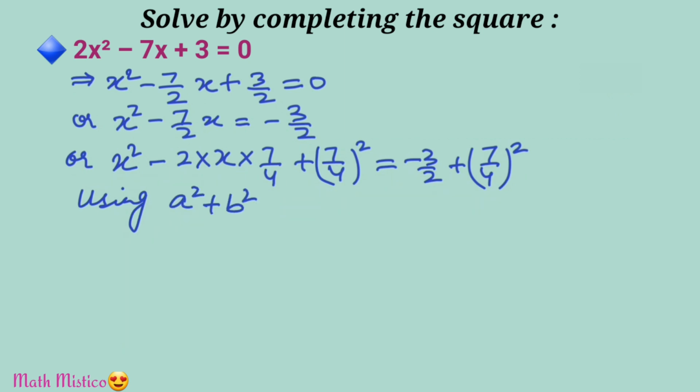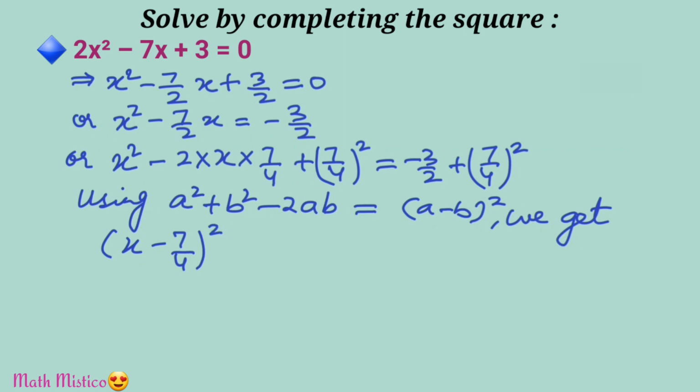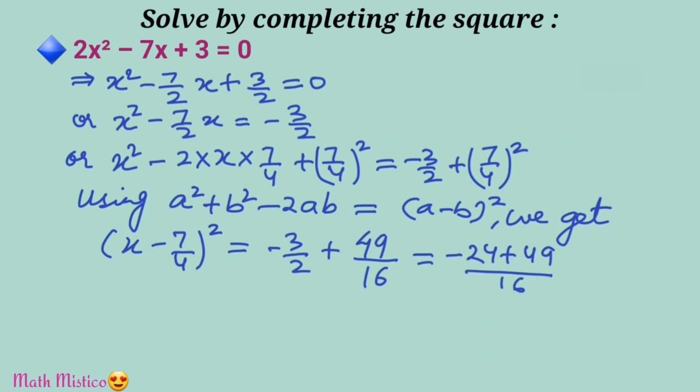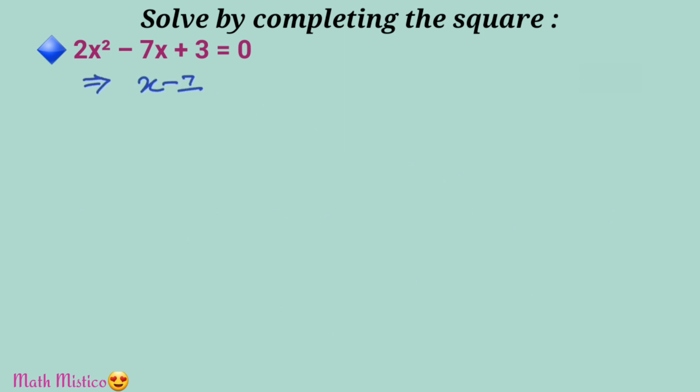As the second term is negative, we'll use a square plus b square minus 2ab equal to a minus b whole square. And so x minus 7 by 4 whole square is equal to minus 3 by 2 plus 49 by 16. Taking LCM, minus 24 plus 49 over 16, or x minus 7 over 4 whole square is equal to 25 over 16. Now taking square root, x minus 7 by 4 is equal to plus minus square root of 25 by 16, which is plus minus 5 by 4.